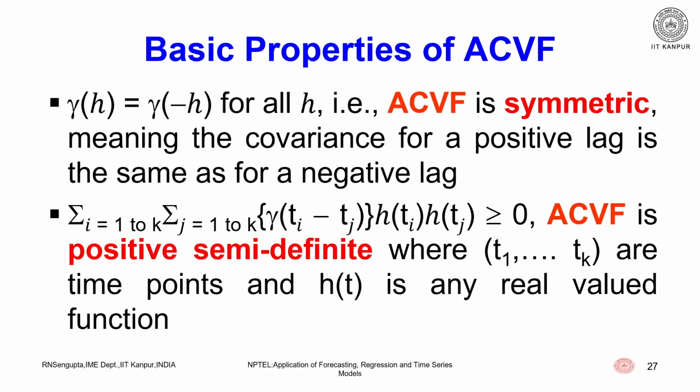That means, for any time indexed t1 to tk, given by the time points, and for any function of h, if you remember, the lag which is dependent on t, the value of this function would always be greater than or equal to 0. Positive definite means it is greater than 0, and semi-definite means it is greater than or equal to 0. Obviously, if it is greater than 0, it would be a definite function.